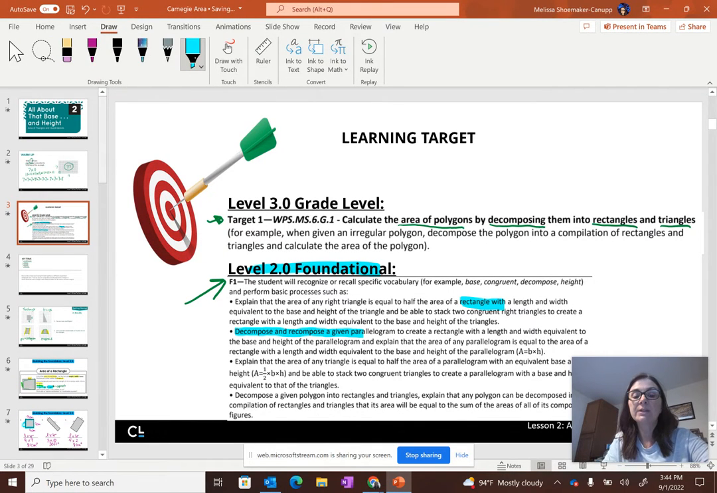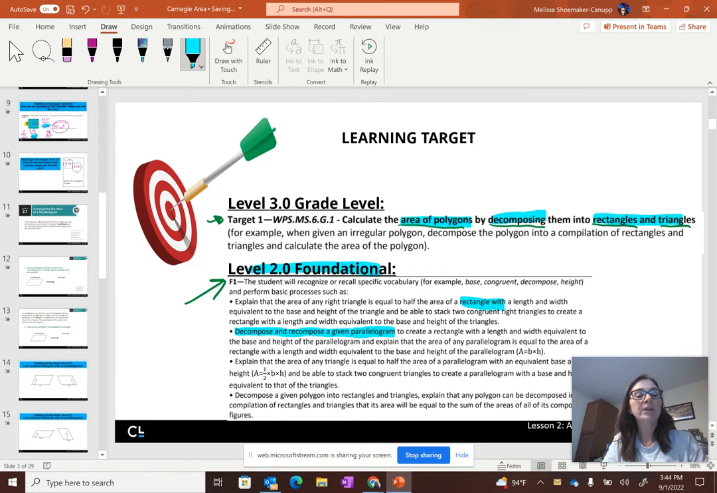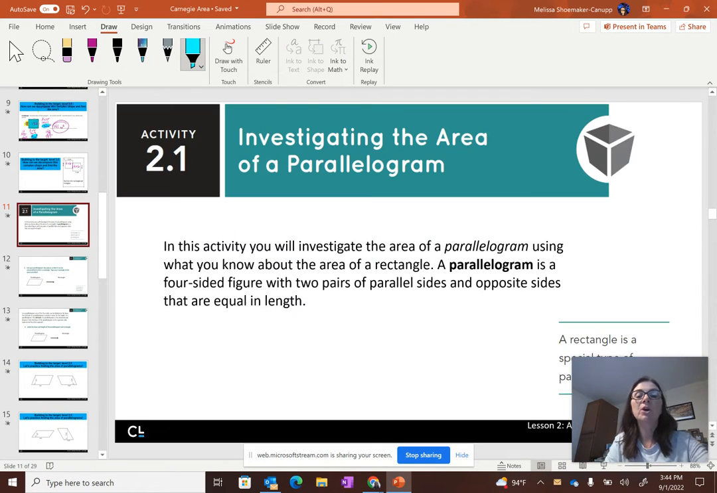Today, specifically, we're going to take a hard look at parallelograms, but all of that is getting us to finding the area of polygons by decomposing them into rectangles and triangles. Okay, so you got a taste of that after the last video, trying to put things together. So let's take a look at a parallelogram.